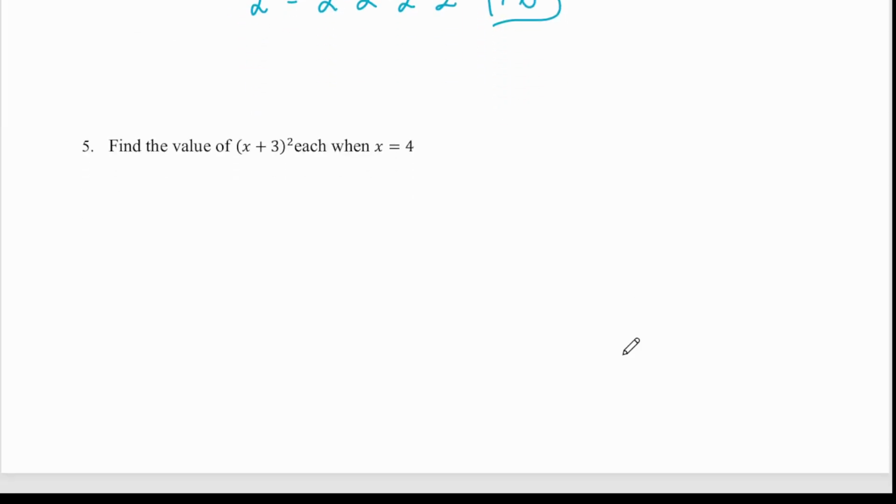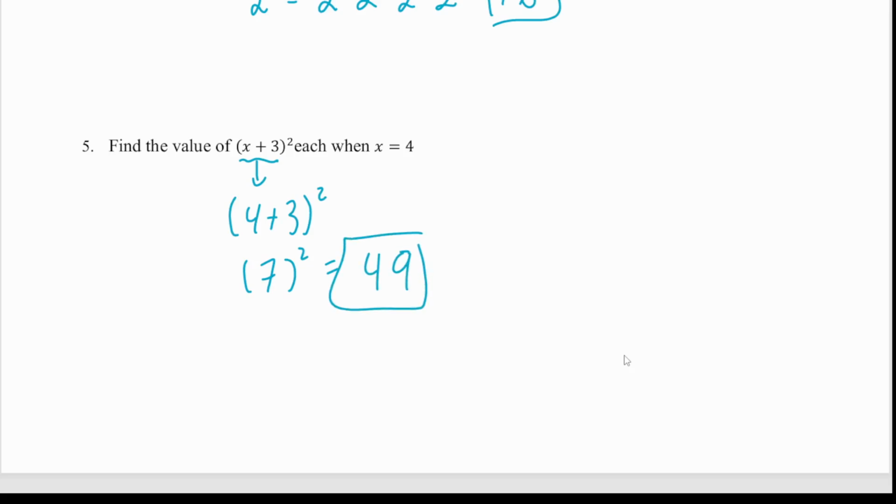For the last one, again, we want to be careful about that parentheses in terms of order of operations. So I'm going to here replace that x with a 4. Then I want to evaluate inside the parentheses first. So 7 plus 4, 4 plus 3 will give us 7. And then 7 squared means 7 times 7 to give us a final answer of 49.